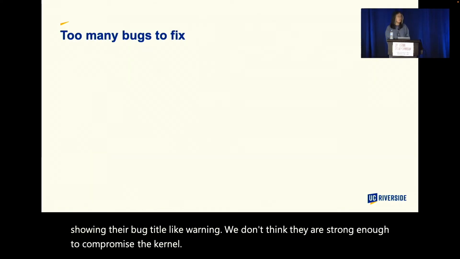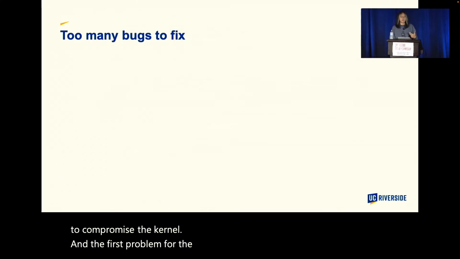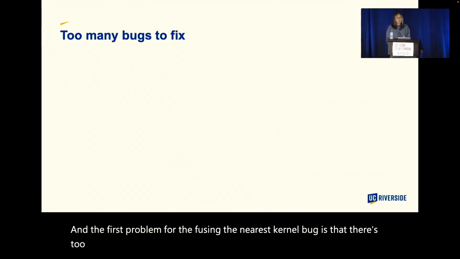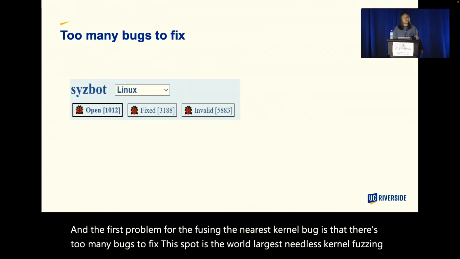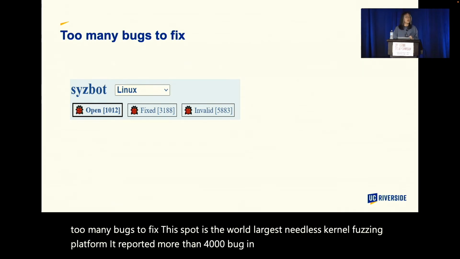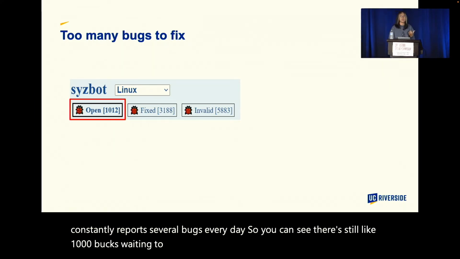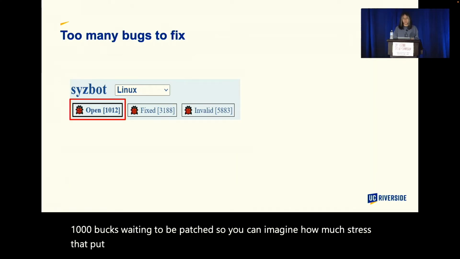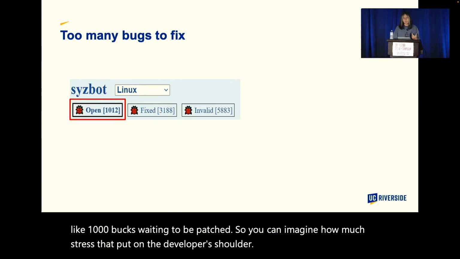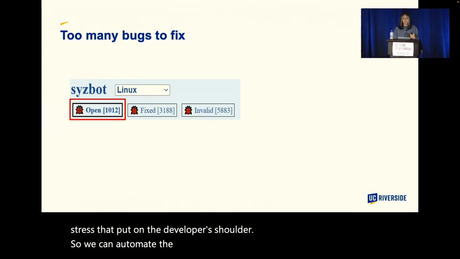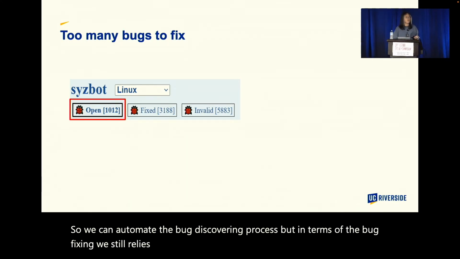The first problem with fuzzing the Linux kernel is that there are too many bugs to fix. syzbot is the world's largest Linux kernel fuzzing platform. It has reported more than 4,000 bugs in the past 4 years, and it constantly reports several bugs every day. You can see there are still about 1,000 bugs waiting to be patched. So you can imagine how much stress that puts on the developers' shoulders. We can automate the bug discovering process, but in terms of bug fixing, we still rely on human work to fix each bug.